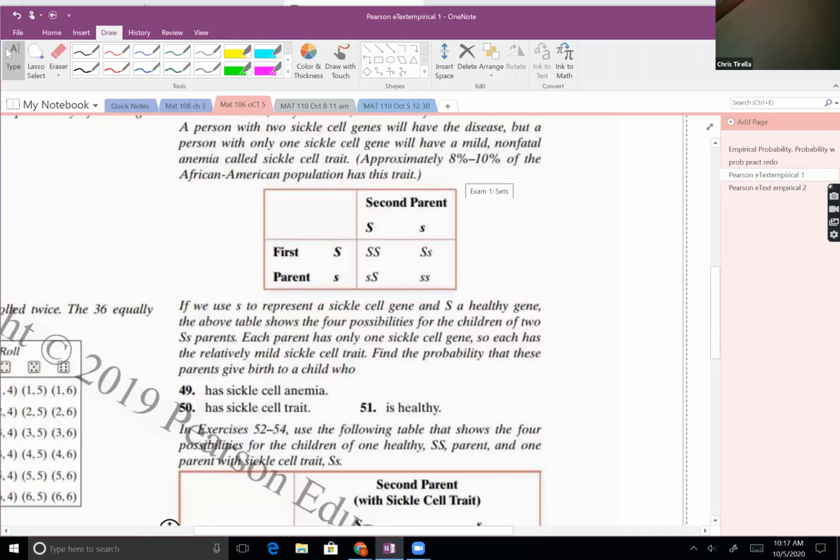And so first, both parents have only 1 sickle cell gene, so they have a mild trait. What's the probability that they give birth to a child who has sickle cell? Can everybody look at this table and see that there are 4 results? The denominator would be 4. And in order to have the disease, they need both the disease genes, so that would be 1 out of 4.